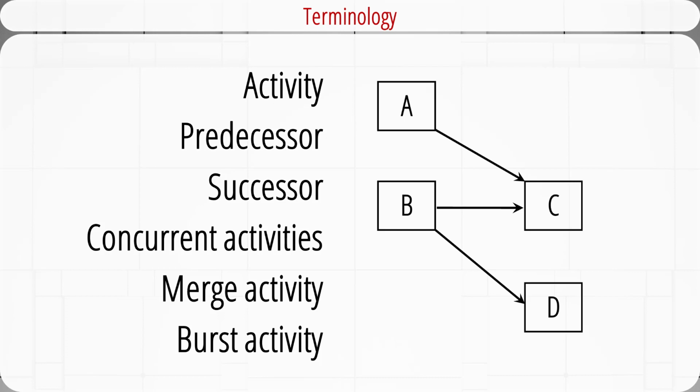A merge activity is an activity that has 2 or more immediate predecessors. That means more than one dependency arrow flowing into it. In this example, C is a merge activity. A burst activity is an activity that has more than one immediate successor. That means more than one dependency arrow flowing from it. In this example, B is a burst activity.